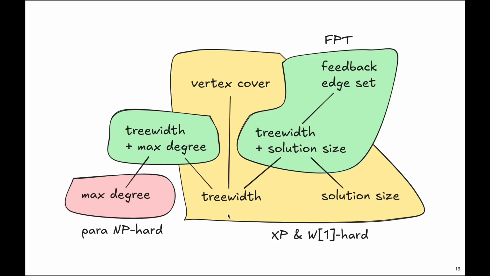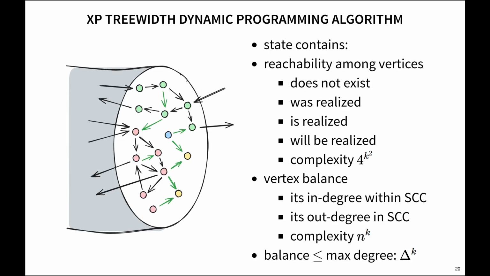The only thing now remaining is the tree width and its FPT variant. So for tree width, the main difficulty is keeping the state in the bag. And what we need to keep is, for every pair of vertices, their reachability. So this can be in 4 different states. Either we cannot reach from one vertex to the other, or maybe it was realized in the past, or it is realized now within the bag, or it will be realized in the future. It's like promised to be there. This makes the state of size 4 to the k squared.